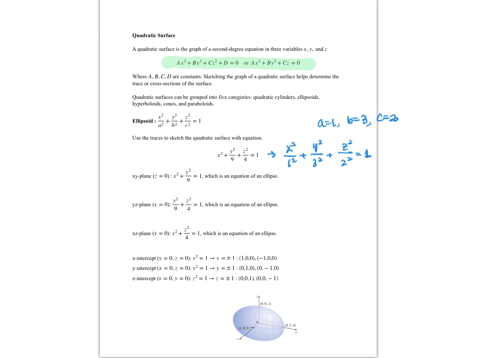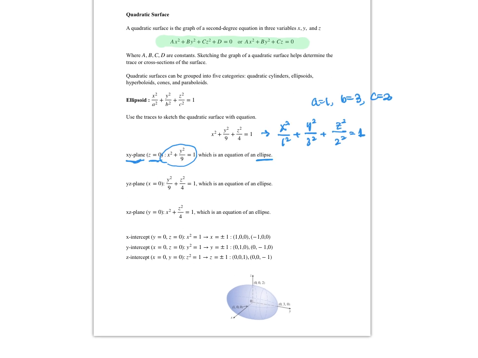So what you have to do is find the trace, the cross-section curve. In the XY plane, Z equals 0, you get x squared plus y squared over 9 equals 1. What does this represent? That's an ellipse. Second is the YZ plane, x equals 0: y squared over 9 plus z squared over 4 equals 1. That's also an ellipse. Same thing for the XZ plane, y equals 0: x squared plus z squared over 4 equals 1. That's an ellipse. That's how you find the trace.